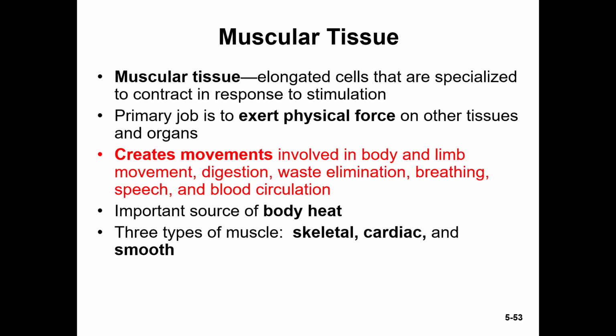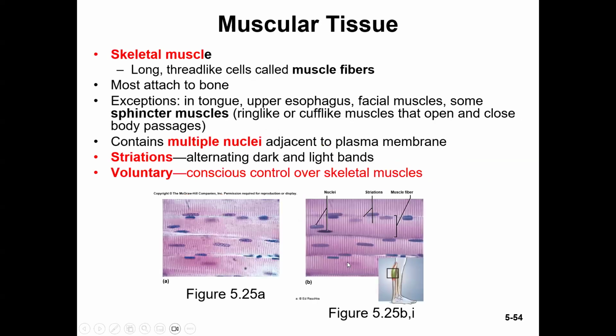Your body hates to waste energy. So the only time you waste energy from an uncontrolled muscle contraction is to produce body heat when you already have low body temperature. Again, we're going to talk about all three types. They're going to have separate chapters by themselves coming up. We have three main types of muscle tissue: skeletal, cardiac, and smooth.